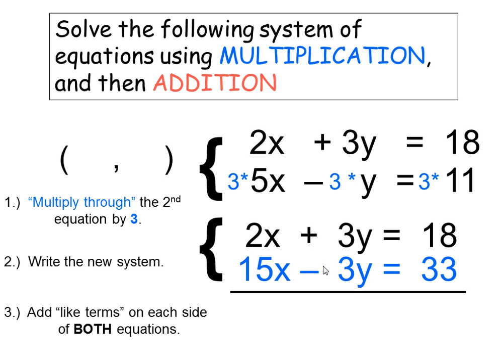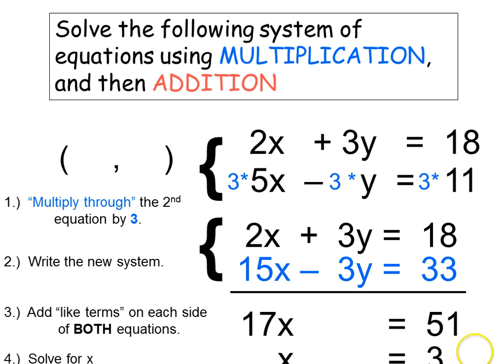So adding these equations together gives us 17x. The 17x comes from 2x plus 15x. The y's are gone because they're opposites. And then the 51 comes from 18 plus 33. And with that being said, if 17x equals 51, that means that x has to be equal to 3. Sorry, it's off the screen a little bit, but we have x is equal to 3.